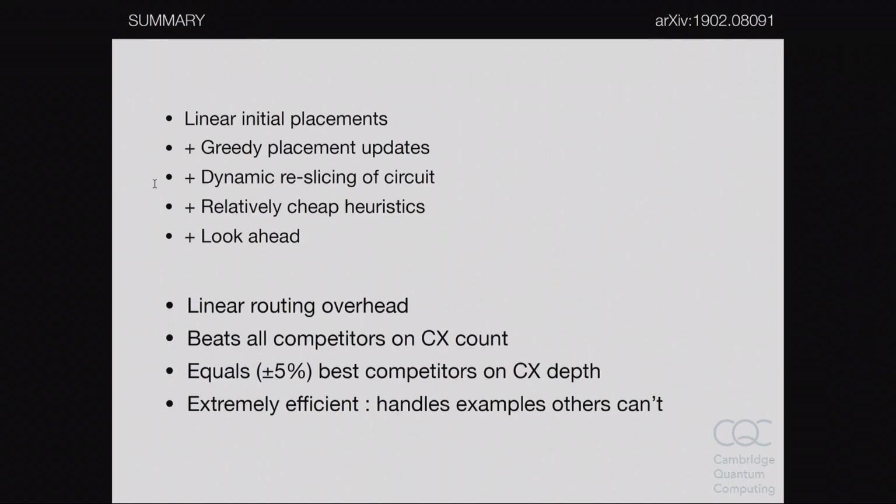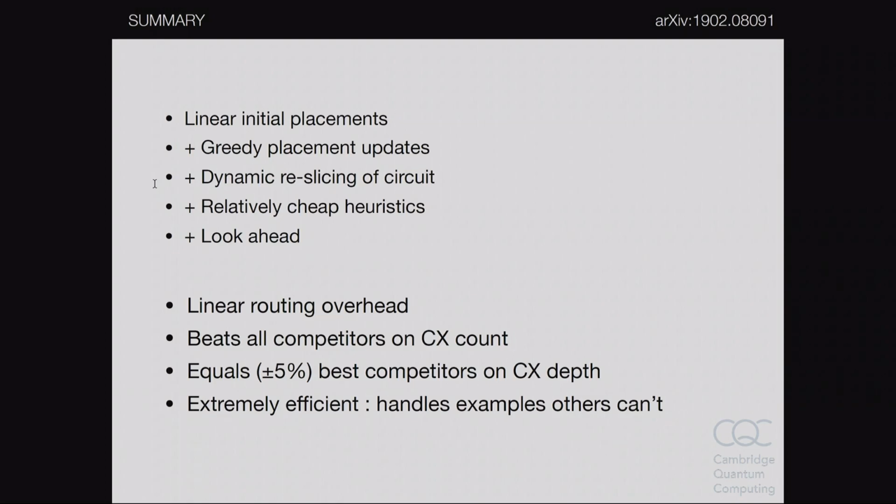As a summary, as a description of our algorithm, we create these lines of qubits, we place them on our graph, and this is slightly greedy. Every time we update our placement, we dynamically reslice the circuit, which makes sure that every swap gate we add is as effective as possible. It's a relatively cheap heuristic, which is nice, and also we use look ahead as a tiebreaker if we've got two placements that are affecting the circuit in the same way.